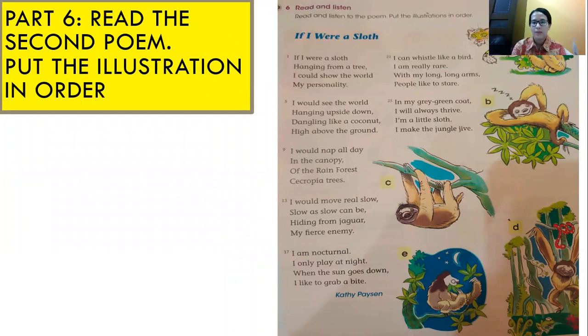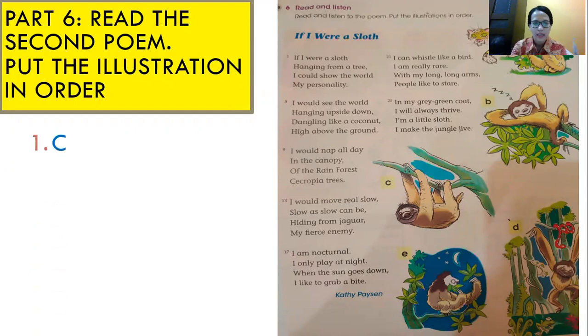I can whistle like a bird. I am really rare. With my long arms, people like to stare. In my gray-green coat, I will always thrive. I am a little sloth. I make the jungle jive. Now let's put the illustrations in order.